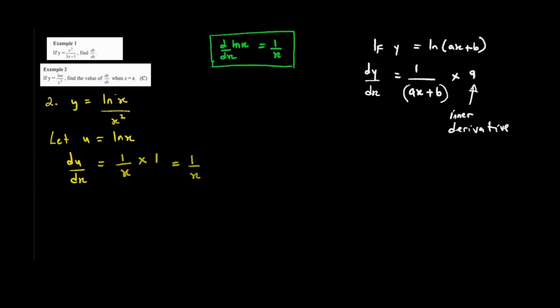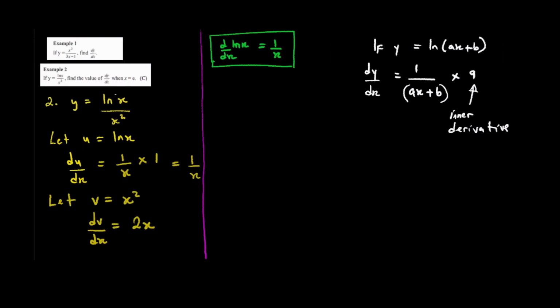Okay. Now we know that the derivative of u is 1 over x. Coming back here, let v be equal to x squared, meaning dv dx is 2x, like that. Now let us progress. So we now have u and du dx, we have v and dv dx.